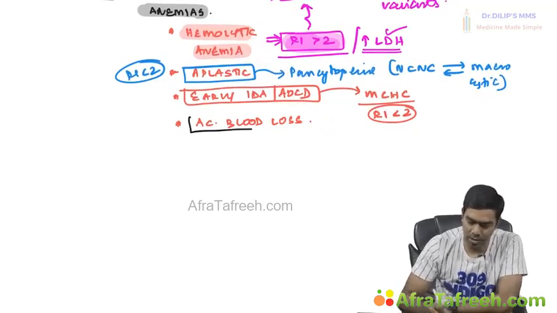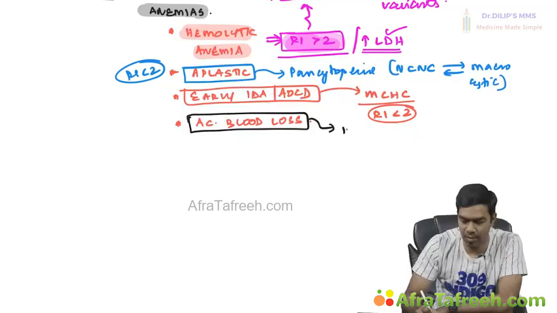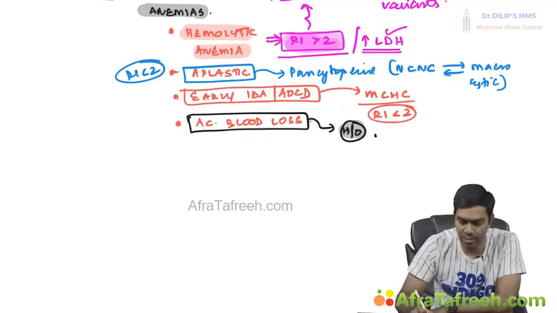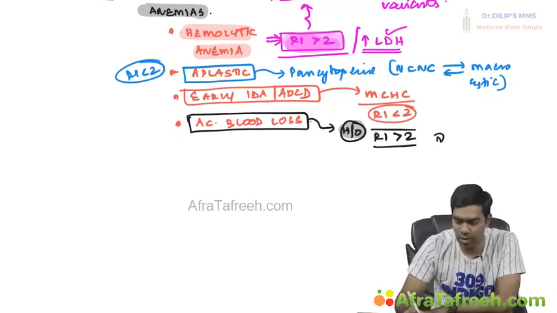Similarly, in acute blood loss, you can easily diagnose by history. History itself will tell you acute blood loss. A lot of the patients will definitely have a bleeding history. At the same time, the patient will have a reticulocyte index of more than 2. In acute blood loss, you will have a normal LDH only. That will definitely differentiate it from a hemolytic anemia. And a lot of other differences are also there, which we'll discuss later on.